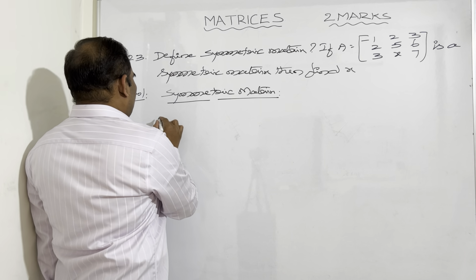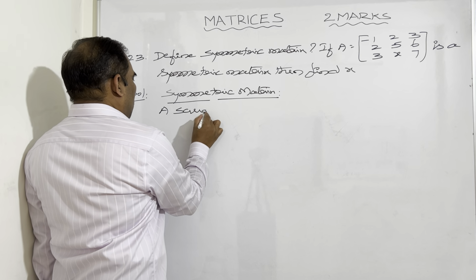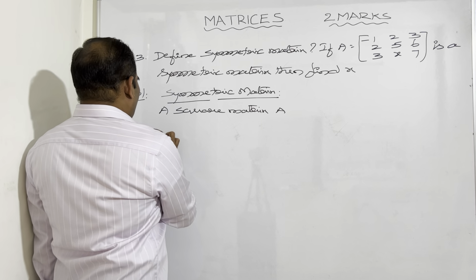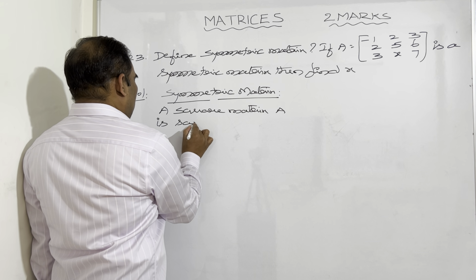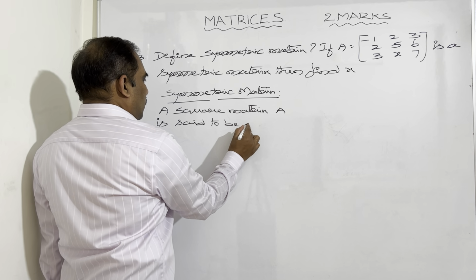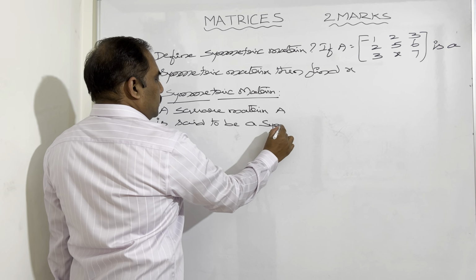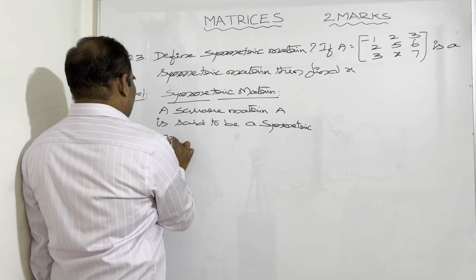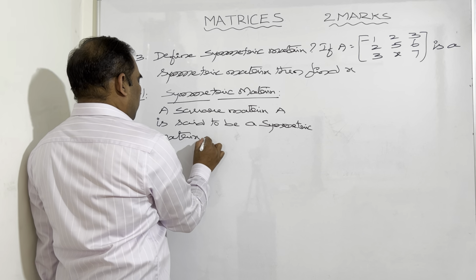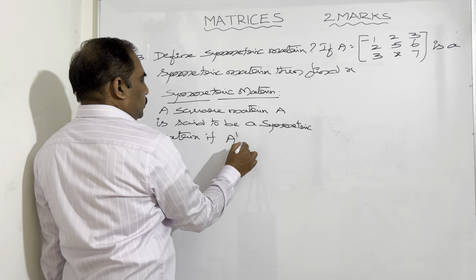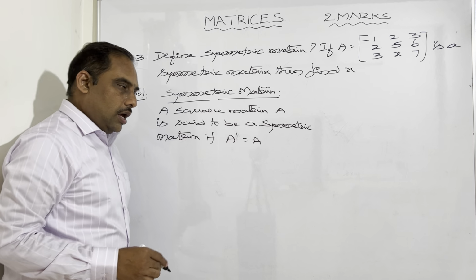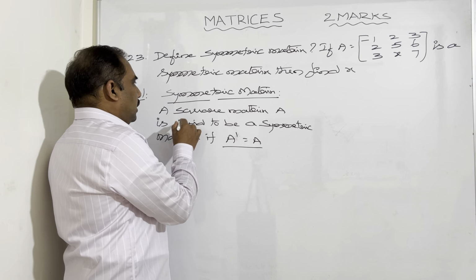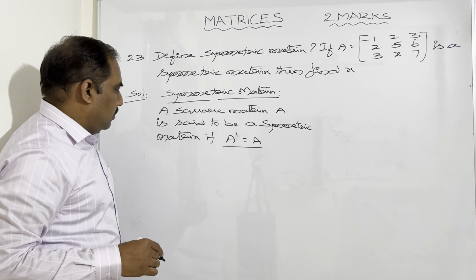A square matrix capital A is said to be a symmetric matrix if the transpose of A is equal to A. If the transpose of A is equal to the same matrix, then we can say that the given matrix is a symmetric matrix.